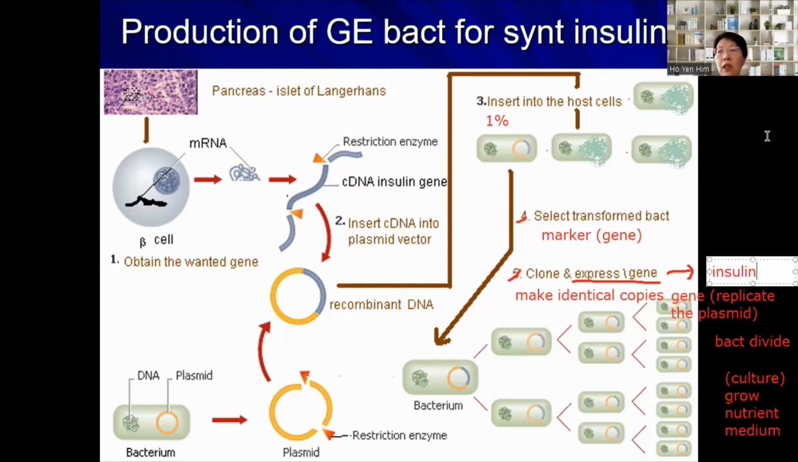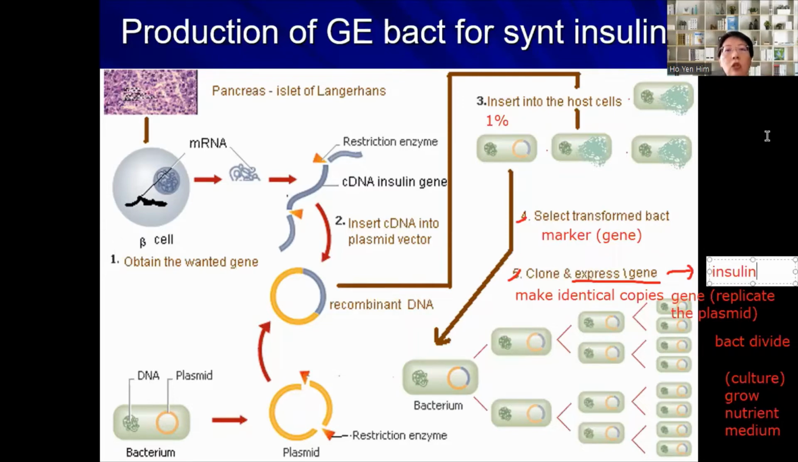It's very expensive because they have to get it from the pancreas of slaughtered animals. You imagine, for every animal we slaughter, we only get 1 pancreas, and from 1 pancreas, how much insulin can we get? It's very little, isn't it? And on top of that, there could be infection because there could be bacteria there.